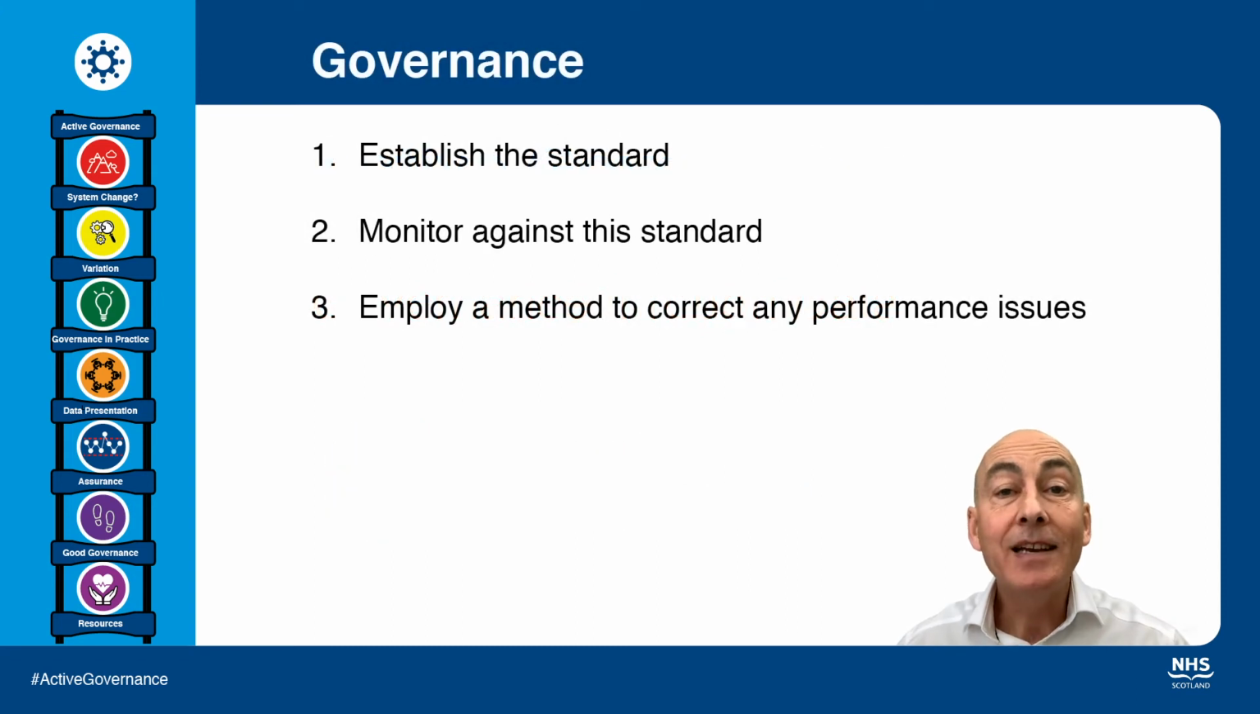Any board needs to use data as part of its governance role. But what is governance? In its simplest form, there are three elements to it. The first one is establishing the standard. Now, the standard or the targets may come from the government, or it could come from the annual operating plan. Once you've set these, the next stage is to monitor against these standards, and that's where the data comes in.